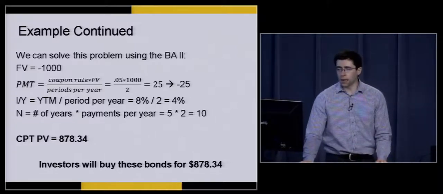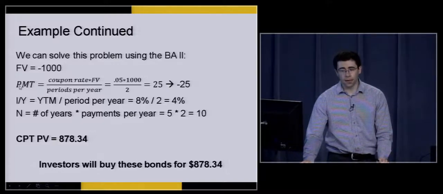Next, our payment is just going to be, as I have up on the screen, our coupon rate times our face value divided by number of periods per year. And we've already worked that, and we've already indicated that's a negative number. Next, our I/Y is going to be our yield to maturity divided by the number of periods per year. Remember, our I/Y has to have the same periodicity as our payment.